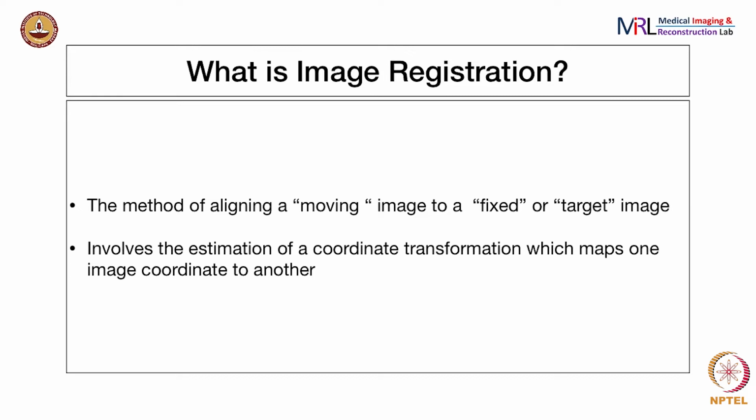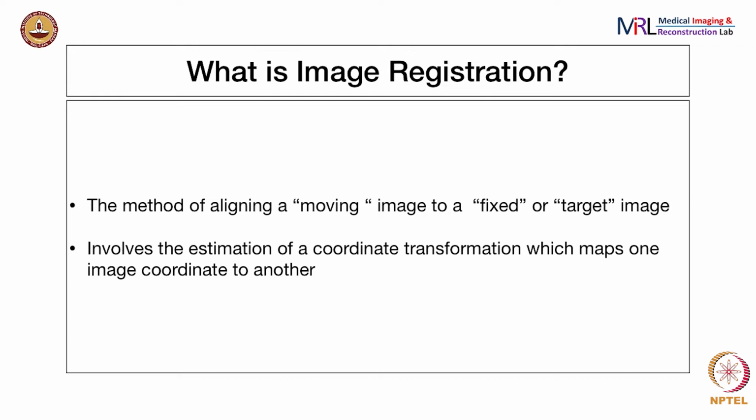Typically, this involves aligning a moving image, moving in the sense of the image that is being transformed, to a fixed or target image. In this process, this involves the estimation of a coordinate transformation, or a transformation matrix, or a bunch of parameters which maps one image coordinate system to another.